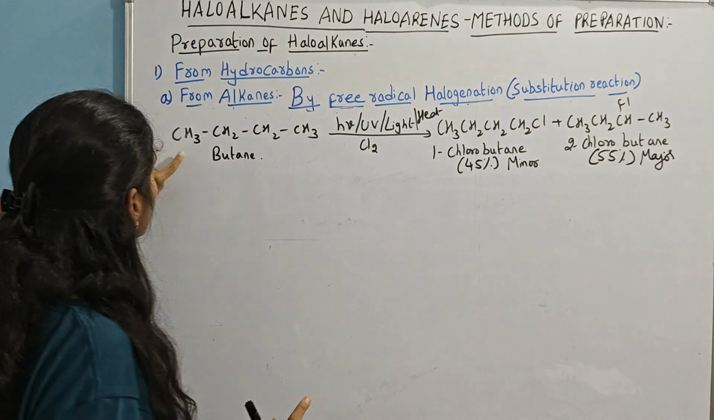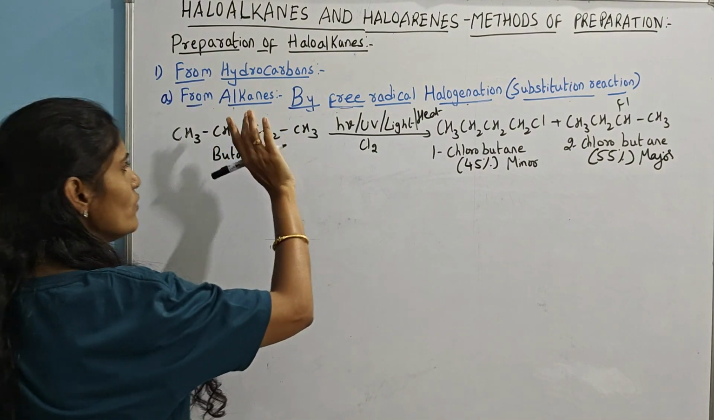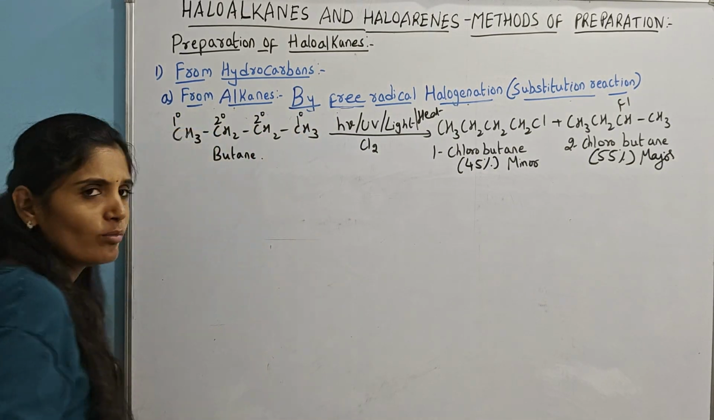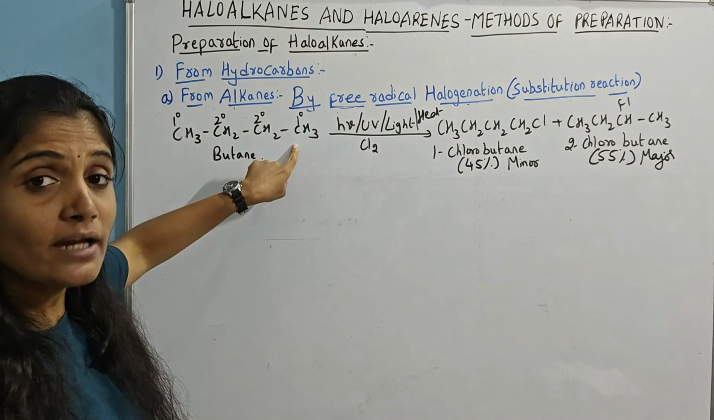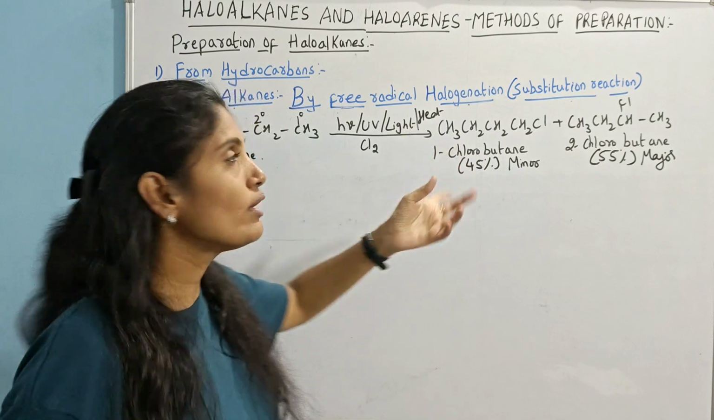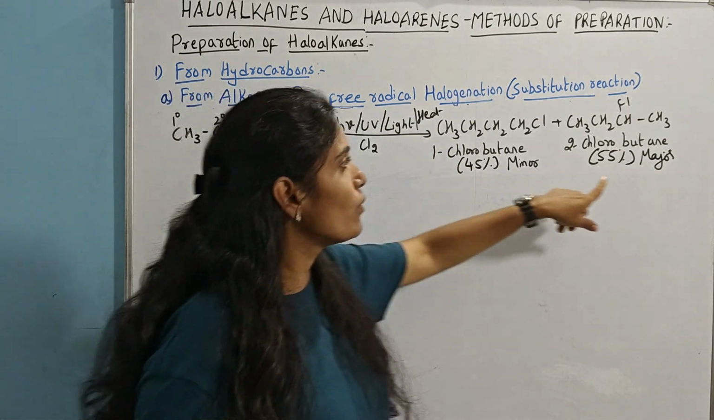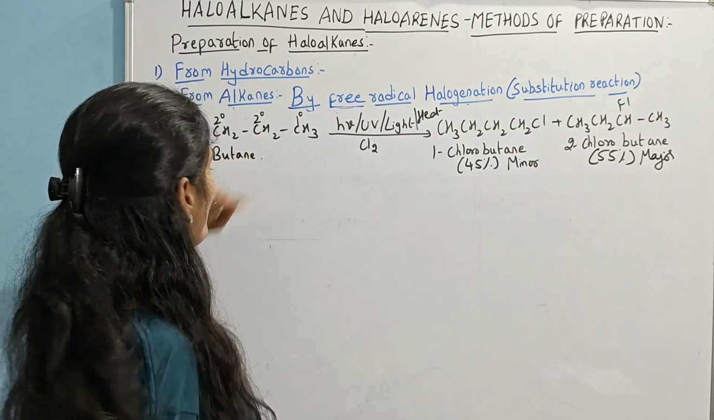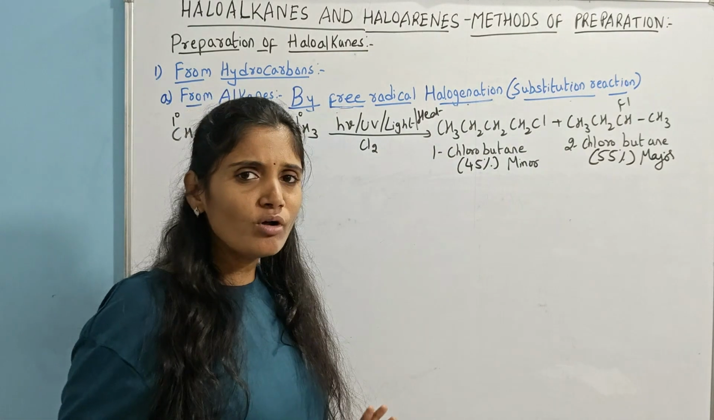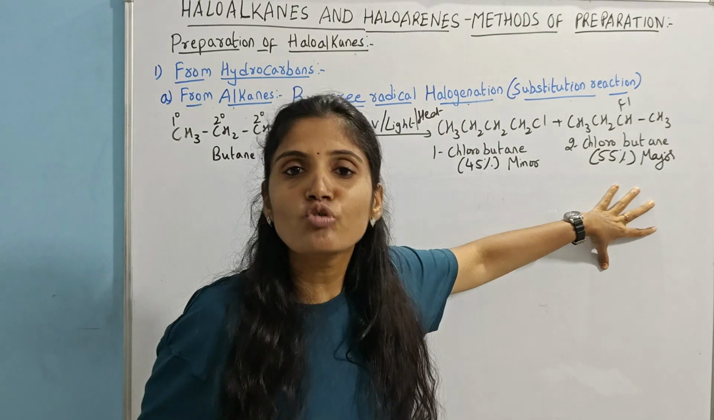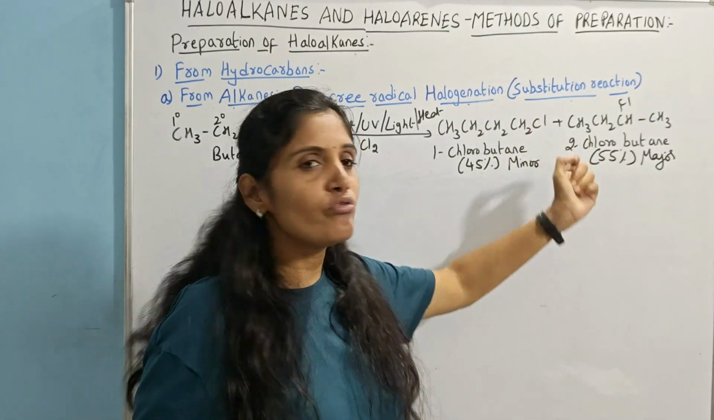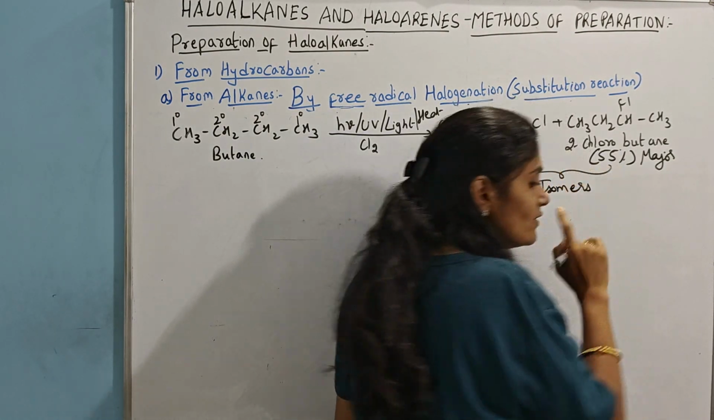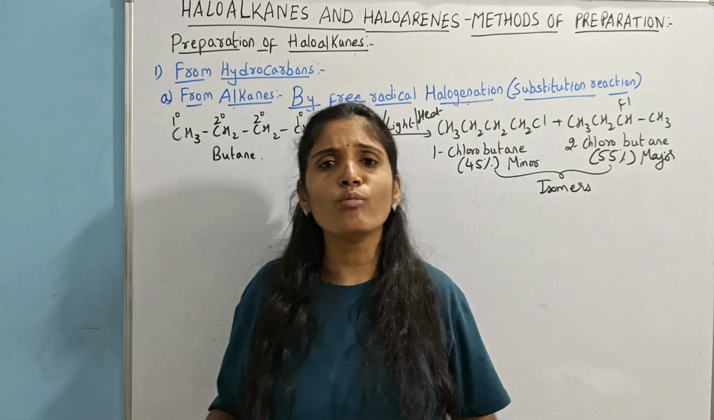I have done chlorination of butane. This is my primary carbon, this is my secondary carbon, this is my secondary carbon, and this is my primary carbon. If the chlorination happens at the primary carbon, my product will be this. If it happens at the secondary carbon, my product is this. The major product is formed by chlorination of the secondary carbon. That we'll see later, but these two products are isomers of each other; to be more precise, positional isomers. So I can clearly say these two are isomers, and when I say that, their physical properties are very close.